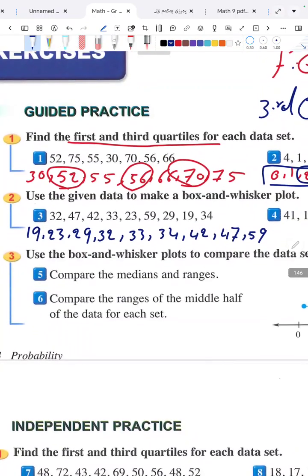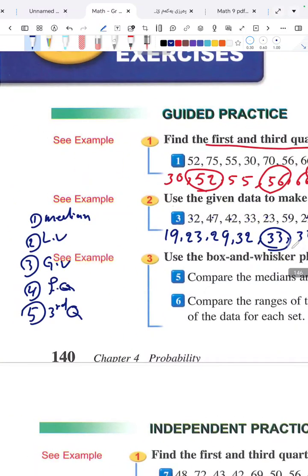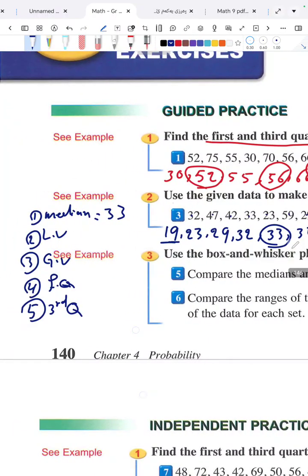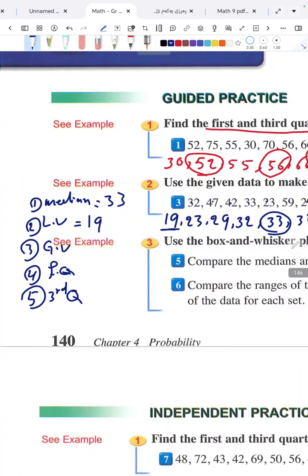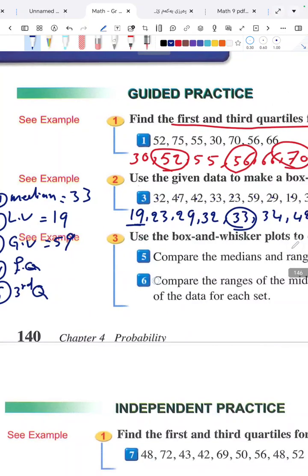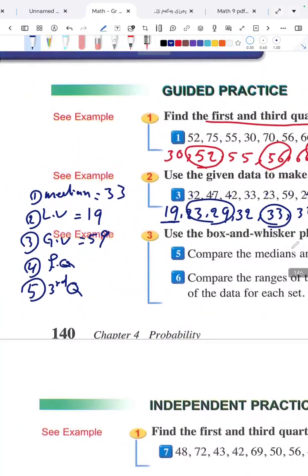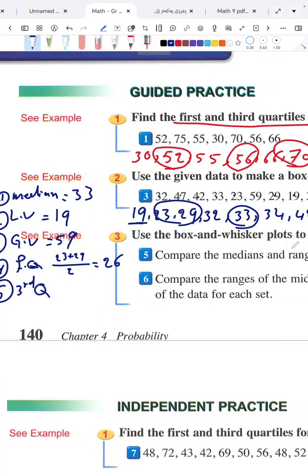Median is what? Okay, how many data do you have? 1, 2, 3, 4, 5, 6, 7, 8, 9. So you have 9. For median it's 33. For least value it's 19. Greatest value is 59. First quartile: you have 23 and 29, so add them. 23 plus 29 divided by 2 equals 26.